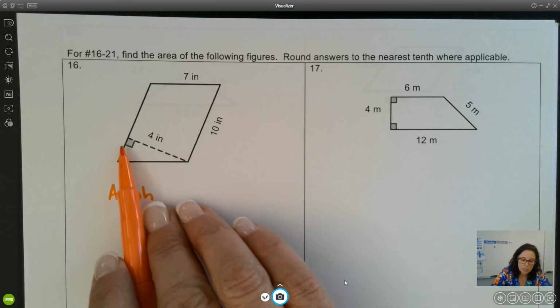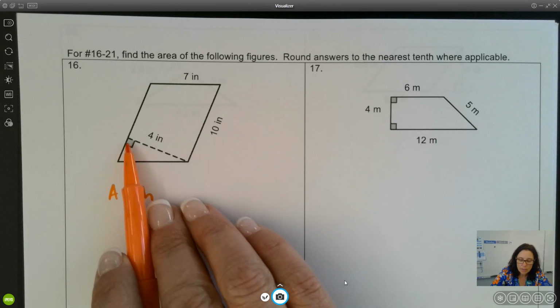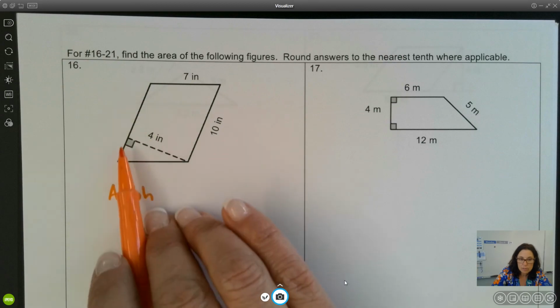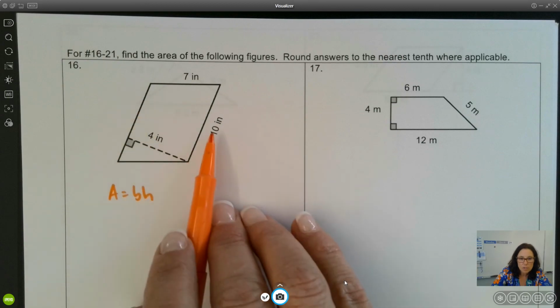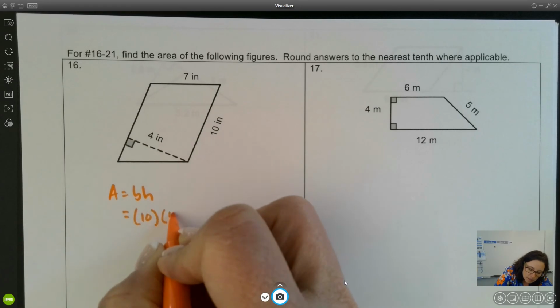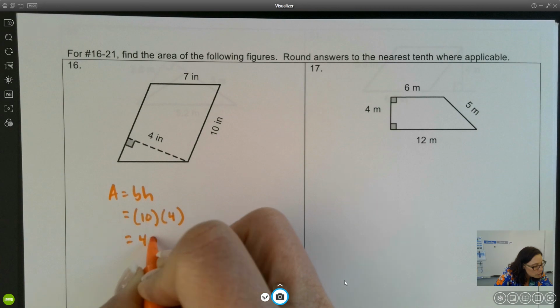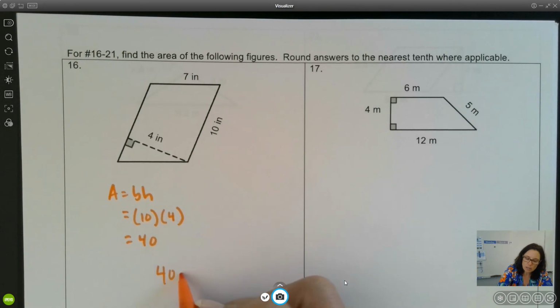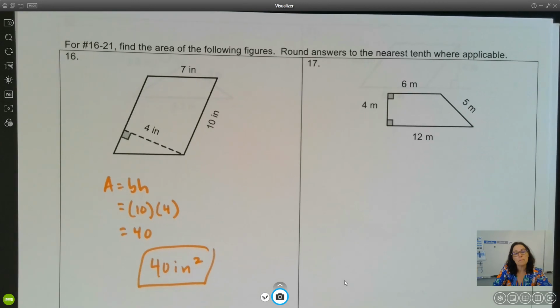So we're going to be using this height of 4, and where that comes together as a 90-degree angle here, this is the base. So this is also 10. So we're going to have 10 times 4, which is 40. So 40 inches squared is the area of this shape.